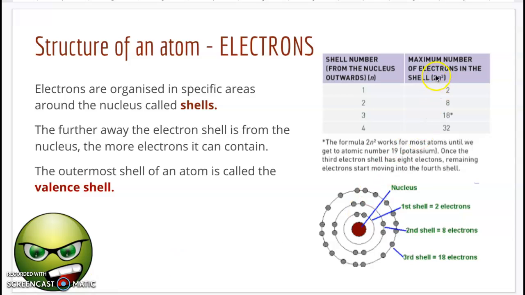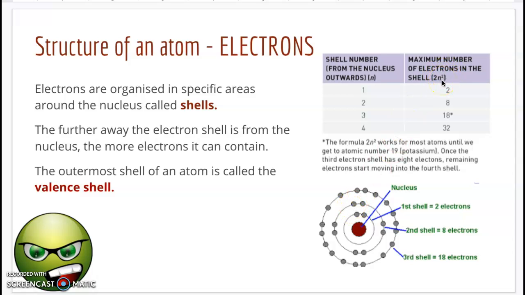This is a formula of 2n squared. What on earth does n stand for, right? That stands for the shell that you're looking at. So in this example here, we've got 3 shells, and if we want to pick one shell and figure out the maximum number of electrons in the shell, all we do is pick the number. Let's say I want to figure out how many electrons can I fit in a maximum of this shell. I pick 2, so I go 2, n squared.